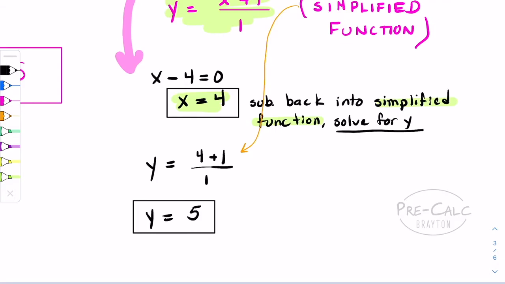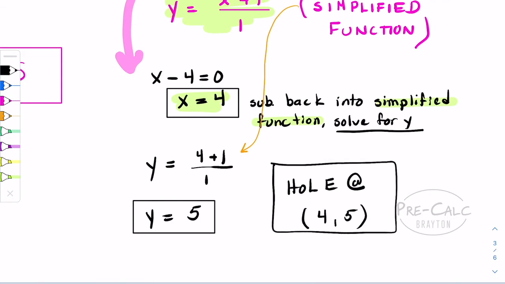So once you get to this point, you know your x coordinate is 4, you know your y coordinate is 5. That tells you that you have a hole at x coordinate 4, y coordinate 5. Here's your answer.